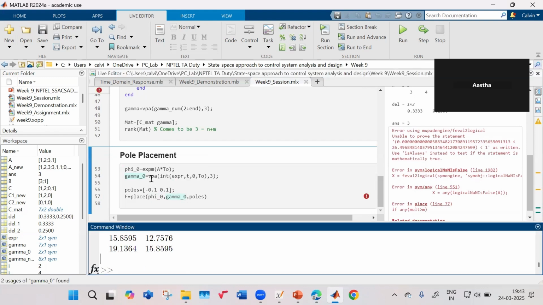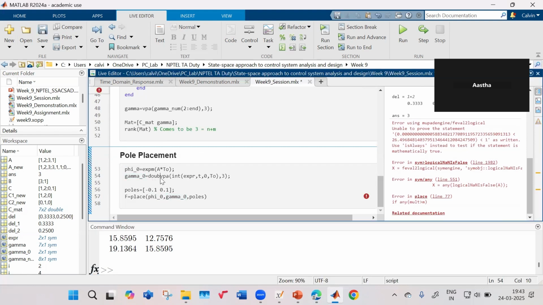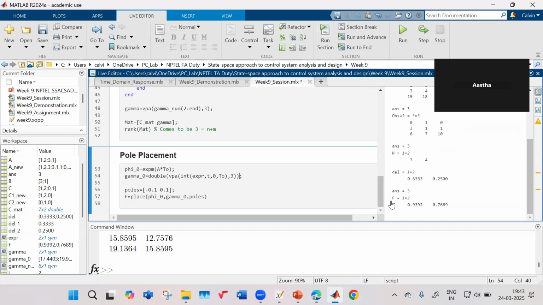Gamma naught matrix, we convert it to W. Because it was symbolic, two variables were there and it wasn't used, so we converted to W. So we found the F matrix. So this is our gain matrix. This is like our state feedback. And this is our state feedback.